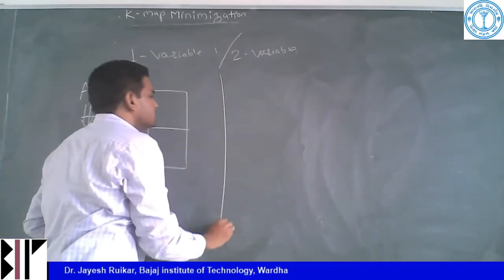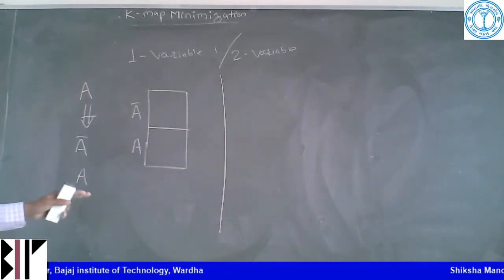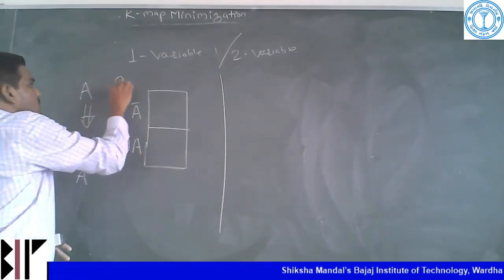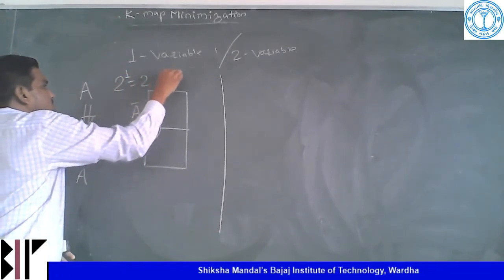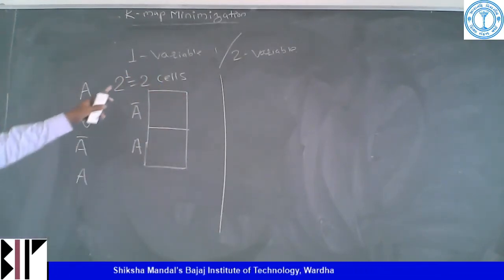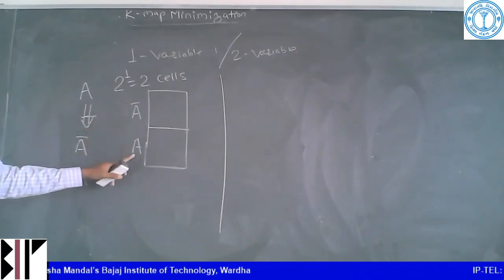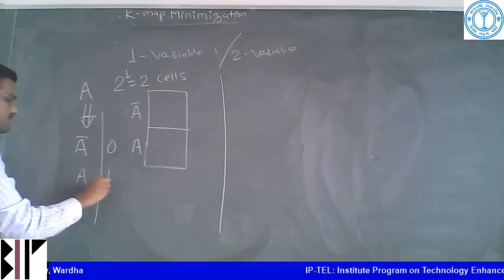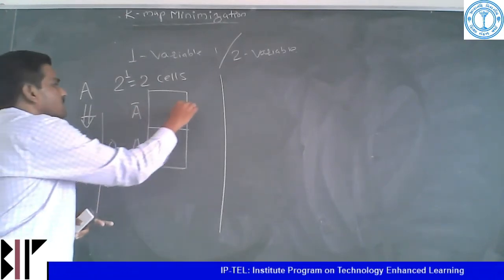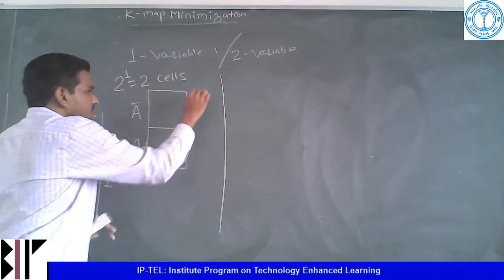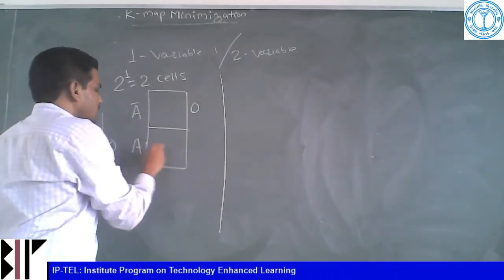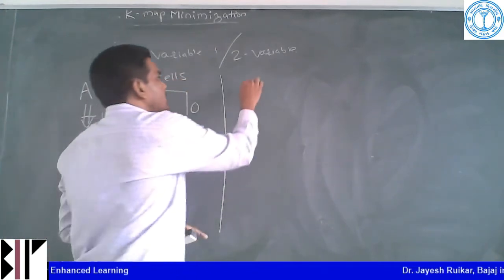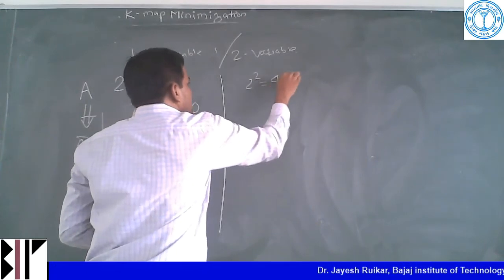Two variable K maps: how many cells do we require? For one variable we require two cells. How has it been calculated? 2 raised to 1, so two cells. One is the A bar cell and one is the A cell. In terms of minterms, A bar is represented as 0 and A is represented as 1. So for two variables, we require 2 raised to 2 cells, that is equal to 4 cells.